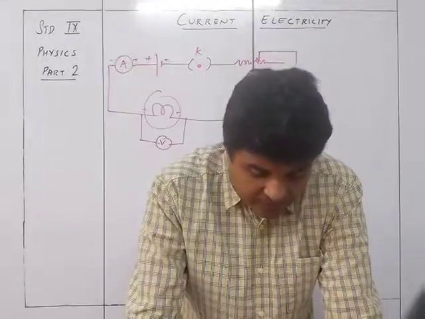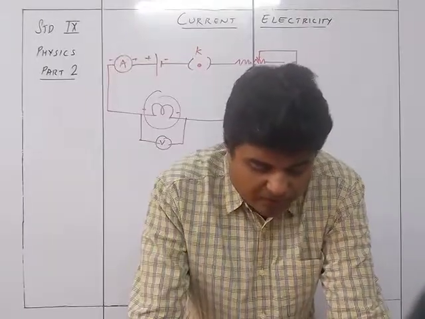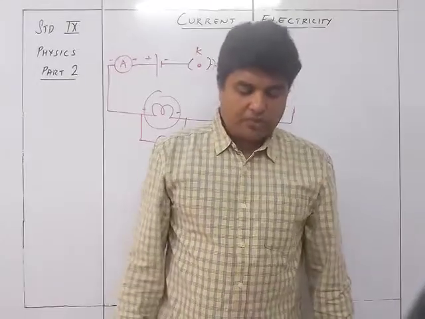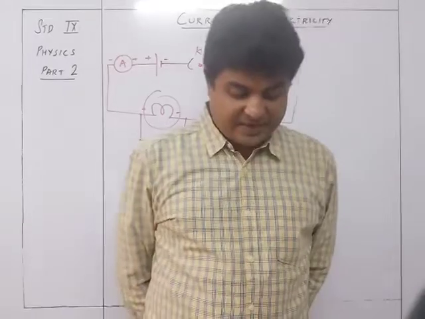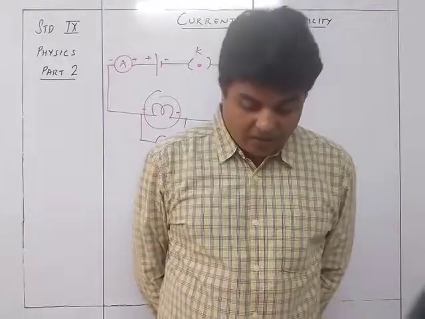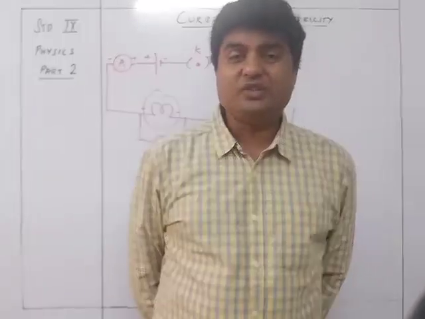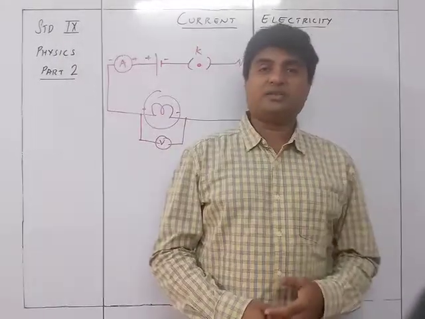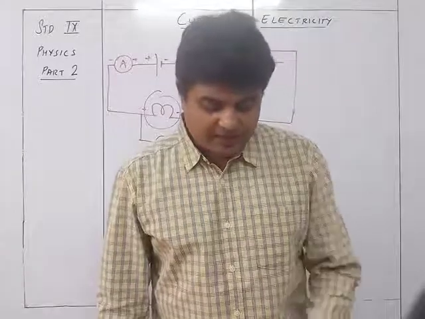So in figure B, the connection from one terminal A of the cell to the bulb is broken. So the circuit is incomplete and the bulb does not glow. In figure 9.13c, one terminal of the cell is connected to the bulb with a wire, while the other terminal B is connected to the bulb through a thread, which is an insulator, because the thread is not a conducting wire. So because it's just a thread, which is an insulator, the bulb will not glow. So the circuit is incomplete and the bulb does not glow.